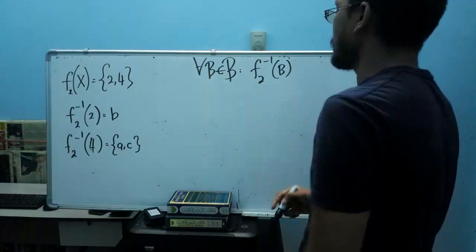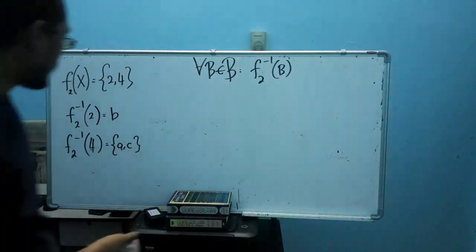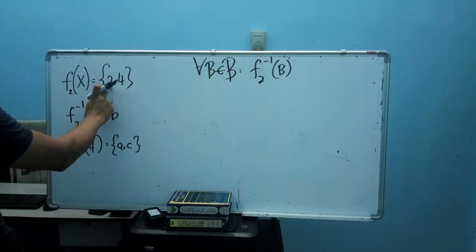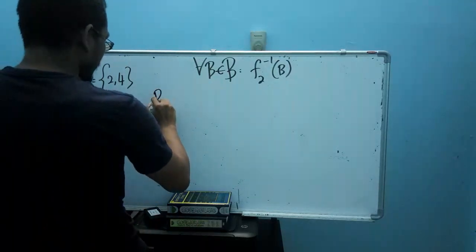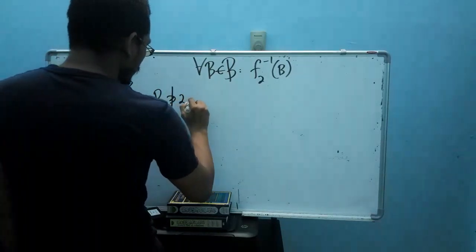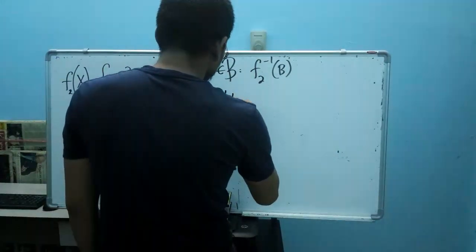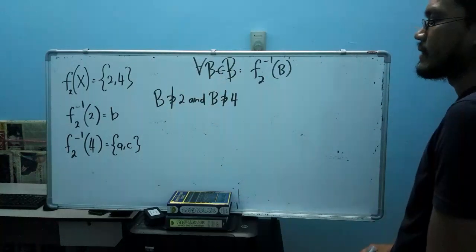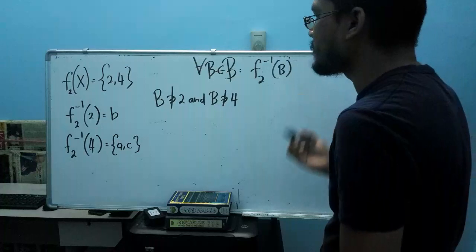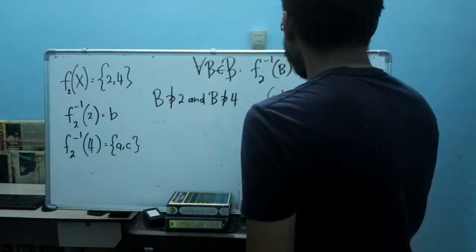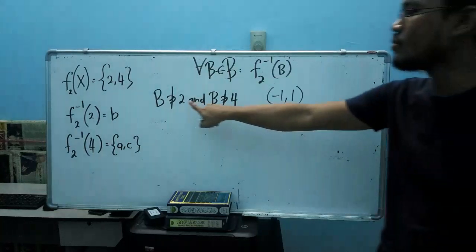Of course, we consider the second example here, f2. Since we have 2 and 4 here, first, let's consider such a Borel set that doesn't contain 2 and also doesn't contain 4. Meaning that such an interval doesn't have the value 2 and also doesn't have the value 4. For example, let's consider this example, minus 1, 1. Of course, this interval doesn't have 2 and also doesn't have 4.